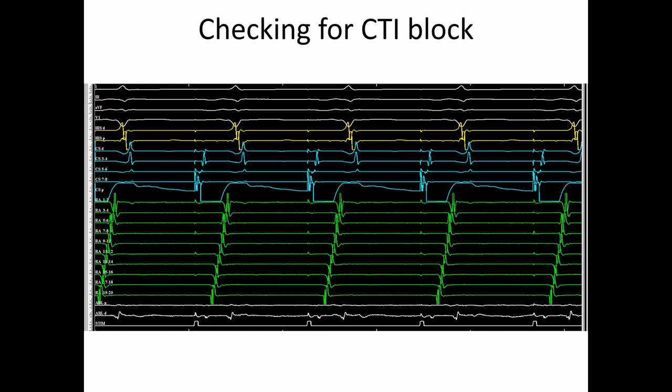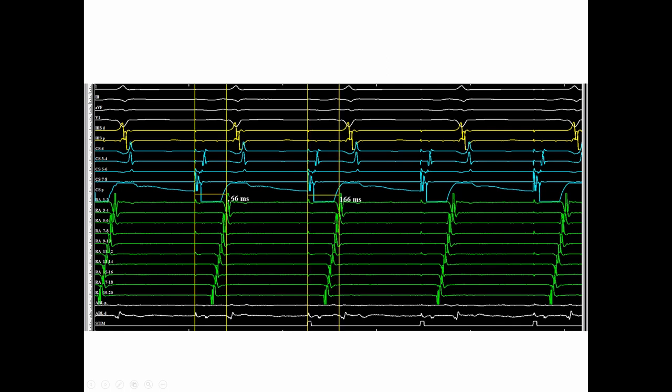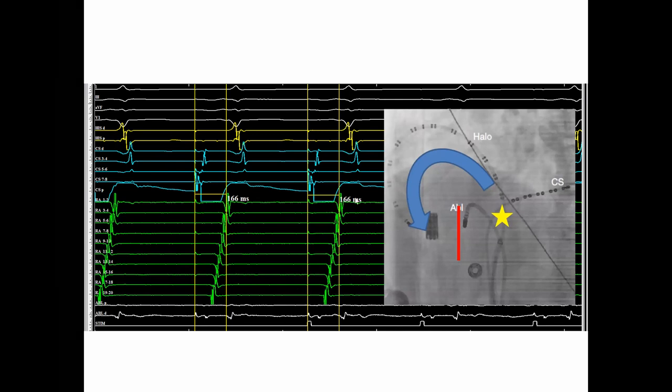And so we do a few simple pacing maneuvers. The first thing we do is pace from CS proximal, and then we have a catheter just on the other side of the CTI line, be it the halo catheter, or you can just put the ablation catheter there, which is 160 milliseconds. And it's so long because you paced from here, it's got to go all the way around to get back to this point over here, rather than straight through that area. It should be very short, in the order of less than 100 milliseconds.